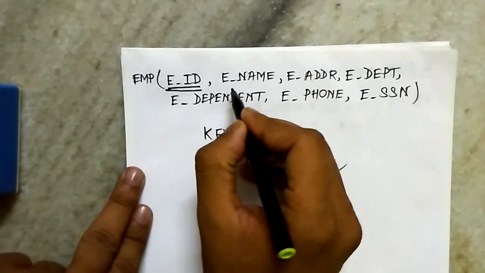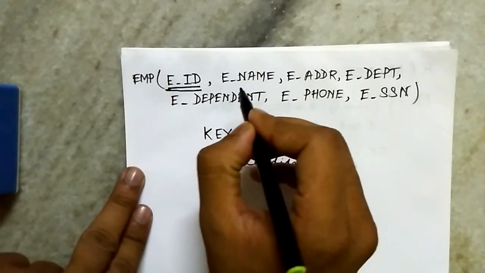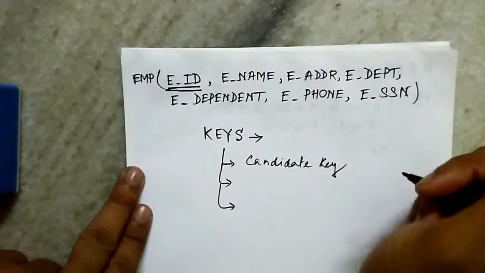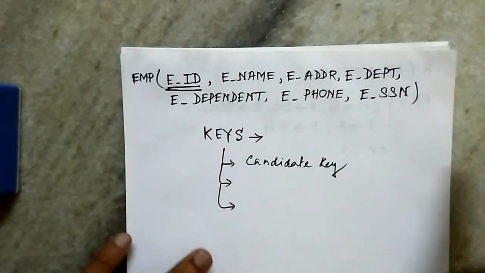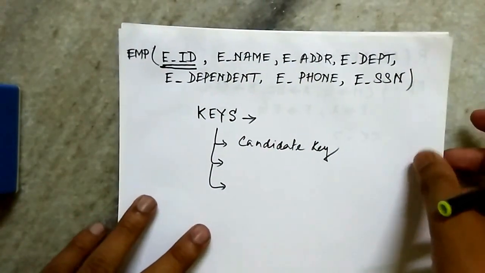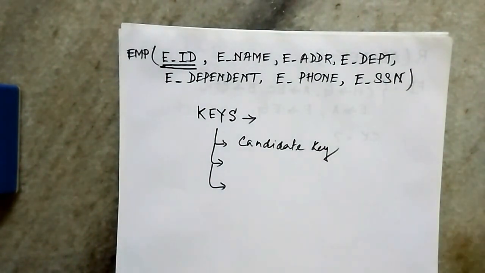But you may ask why employee name cannot be a candidate key. Employee name cannot be a candidate key because there might be more than one employee whose name is the same. Like there are many employees whose name can be Akshay. There are 5 employees whose name is Arnab. So employee name cannot be a candidate key.